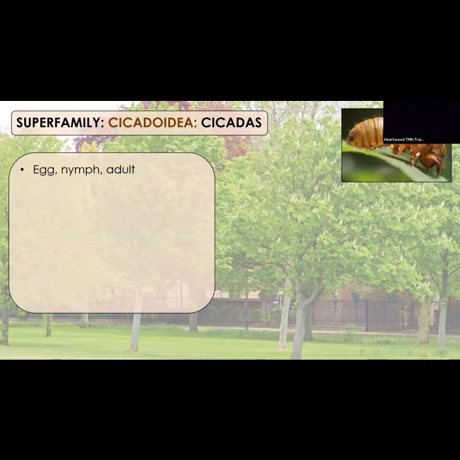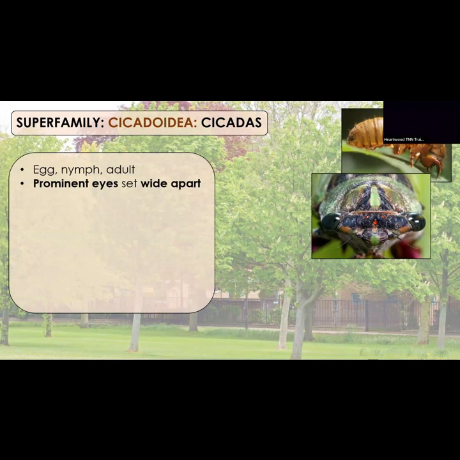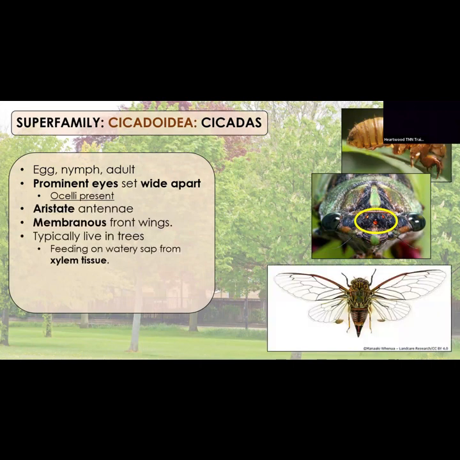So cicadas. I remember playing with those little crunchy outer molts, right? Cicadas have a very unique gestalt: a wide head, eyes very widely set apart, and in the middle they have ocelli too. They have aristate antennae, those stubby, bristly little antennae, and they have very membranous front wings.